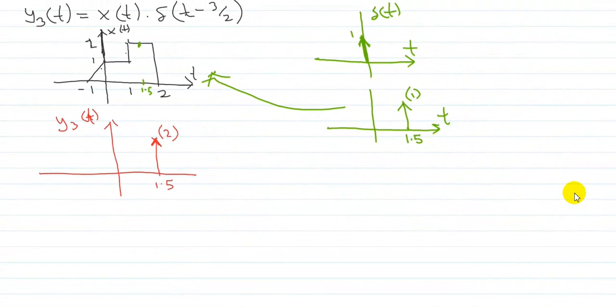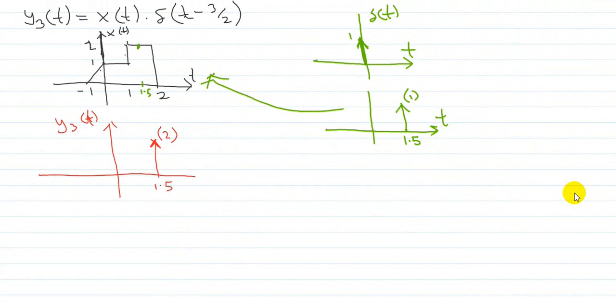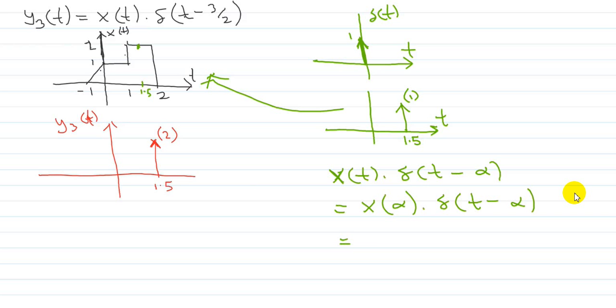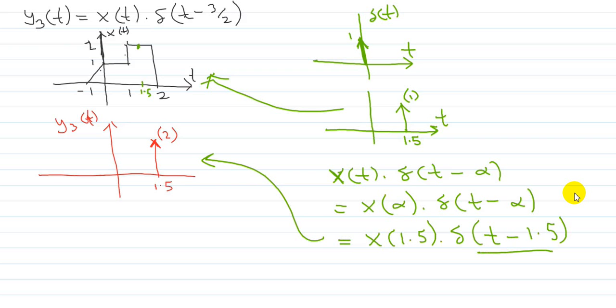We can also use the same approach as previously, using the property: x of t multiplied by delta of t minus alpha, where alpha is a constant, gives x of alpha into delta of t minus alpha. In this case, the value of alpha is 3 by 2, which is 1.5. So I will get x of 1.5 into delta of t minus 1.5. If you plot the signal, it will be the same: delta of t minus 1.5 is an impulse like this, and the value of the signal at t equal to 1.5 is 2. So I will get an impulse value of 2 here. Okay, thank you.